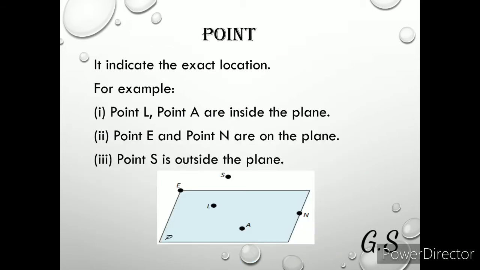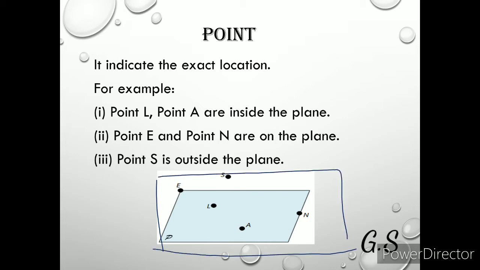Now let us see what a point is. A point shows the exact location. It indicates the exact, proper location. For example, consider that this is the floor of a room. If I tell you to go and stand in the room, what will you do? You will go and stand. You can stand here, here, or anywhere.